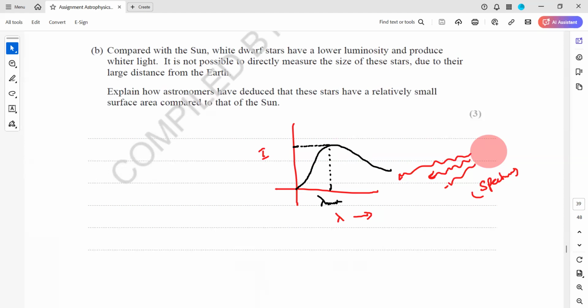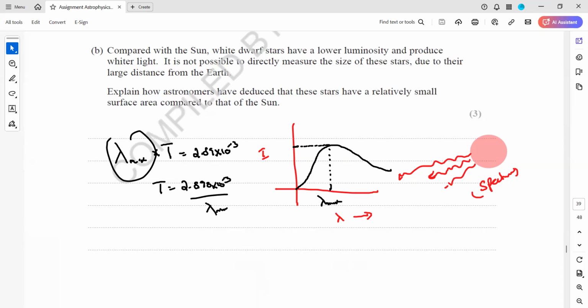Then after finding the lambda max, we know according to Wien's displacement law that the product of lambda max and the temperature of the star is 2.898 times 10 to the power minus 3. So they know the lambda max, and they determine the temperature of the star. How? The temperature is 2.898 times 10 to the power minus 3 divided by lambda max. So they know the specific temperature of the star. Now we know the temperature of the star.